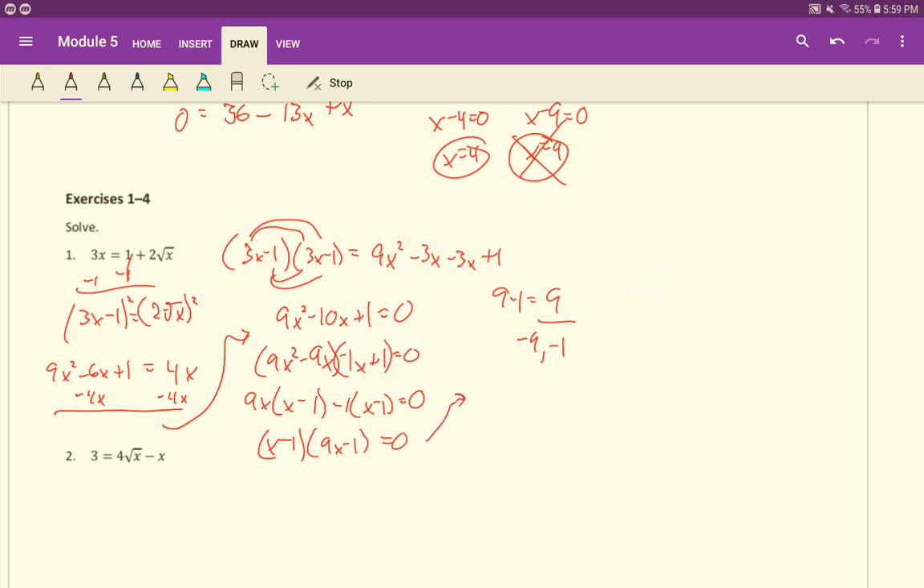Okay, I'm still running out of space. I guess I can go right up here. So we'll have x minus 1 equals 0, which means x is 1. We'll have 9x minus 1 equals 0, which means x equals 1/9 when you add the 1 and then divide by 9, right? Okay, so 1 and 1/9 are our two solutions. Now, again, we're going to check them back in. Okay, so you get 3 equals 1 plus 2 times root 1 is just 2, and it's 3, so that one works.